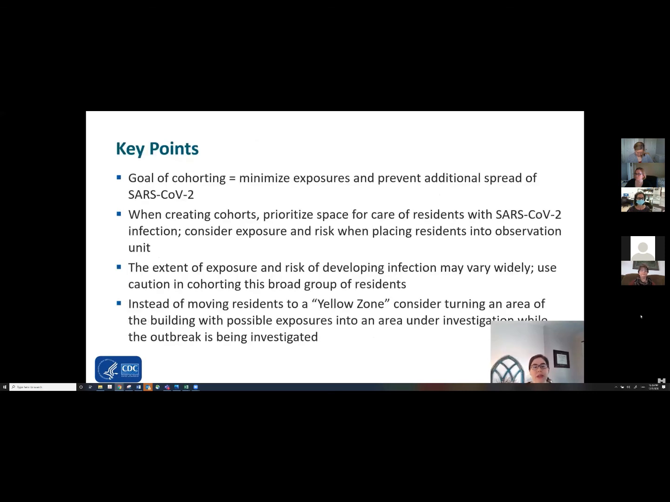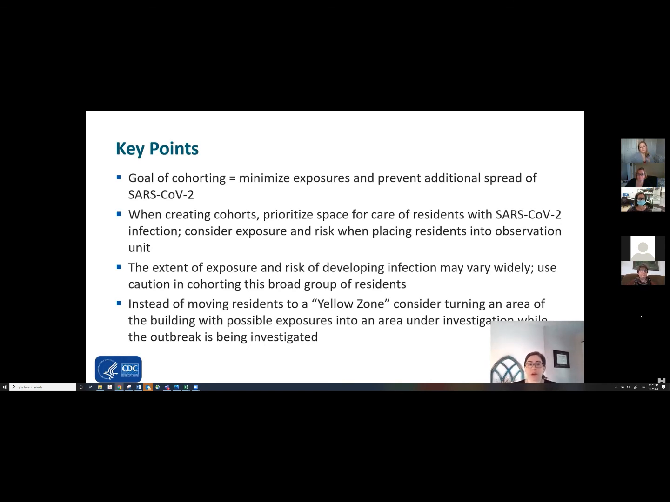So we're at the end of the information I wanted to share with you. I just wanted to go back through and pull out a couple of the key points that I hope that you take away from this talk. So the goal of cohorting is to minimize exposures and prevent additional spread of SARS-CoV-2. When it starts to become complex and challenging, I encourage you to step back and remind yourself what the ultimate goal is and ask yourself, is what I'm doing minimizing exposure, or could it contribute to additional exposures?